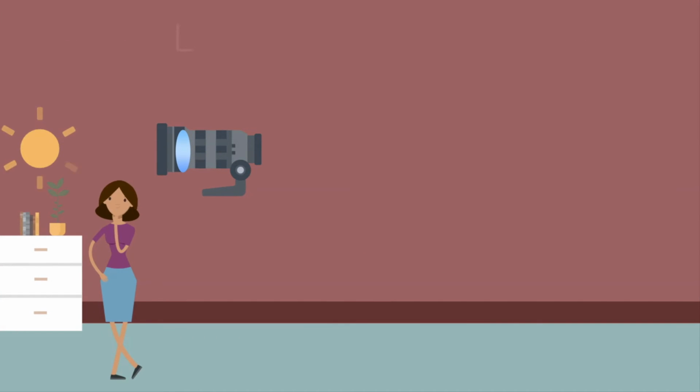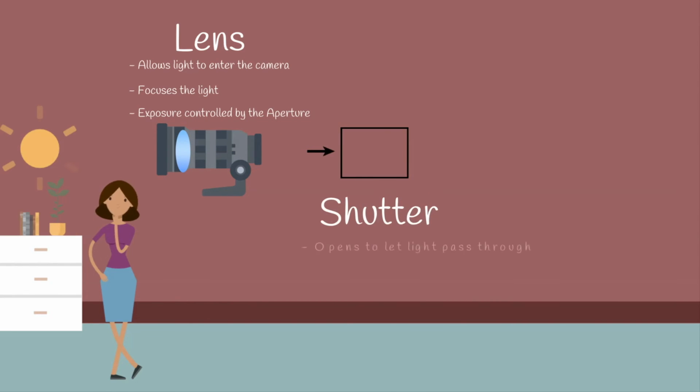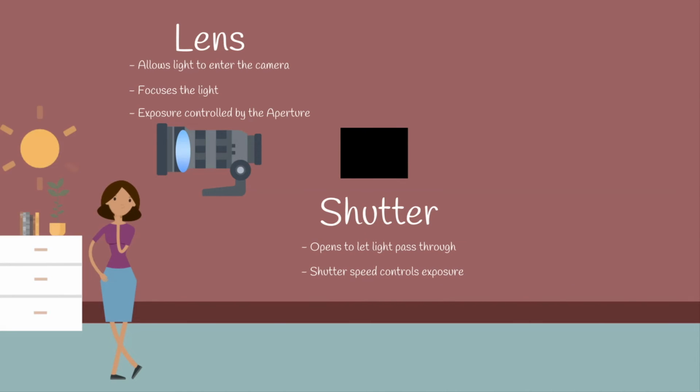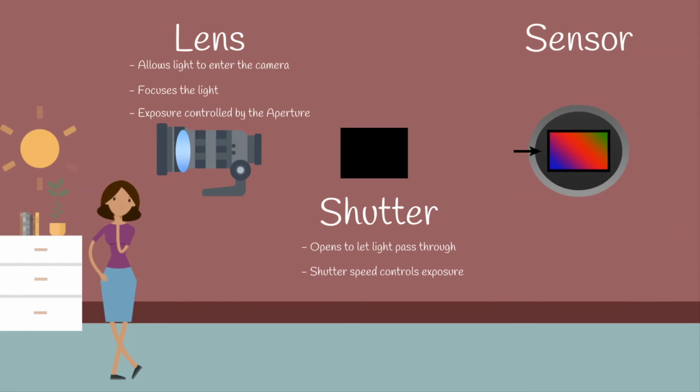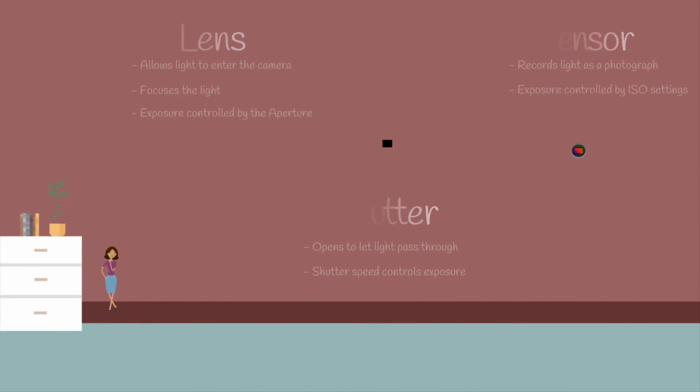Let's recap. The lens allows light to enter into the camera and also helps to focus the light to get a sharp image. The camera shutter opens and closes, and how fast it does this determines the amount of light that passes through. Lastly, the camera's light-sensitive sensor records the light as a photograph, and you can set how sensitive the sensor is with the ISO settings.